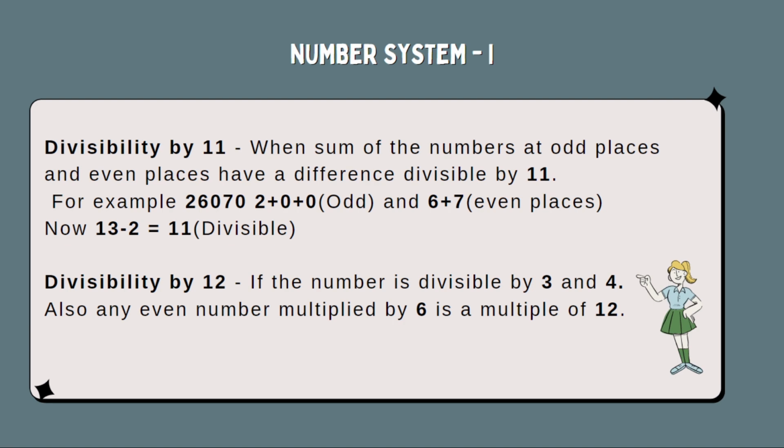For 10 we all know the last digit is 0, which means it is divisible by 10. 90, 1100, 990, they're all divisible by 10.